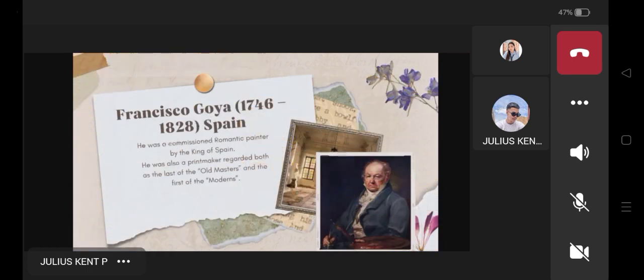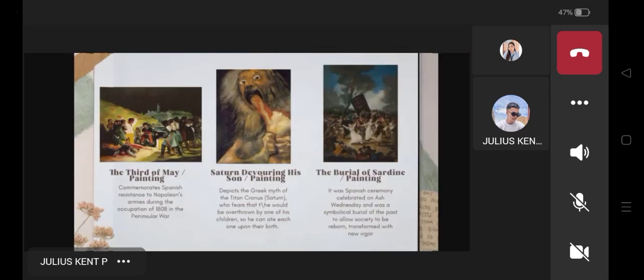Tapos yung next artist natin si Francisco Goya. Yan. He was the commissioned Romantic painter by the king of Spain. He was also a printmaker, regarded both as the last of the old masters and the first of the modern. Then, ito yung mga famous na ginawa niya. And then, naisingit ko lang na pinanganak pala si Francisco Goya March 30, 1746 sa Fuendetodos, Spain. Tapos namatay siya April 16, 1828 sa Bordeaux, France. Then, dumako tayo sa kanyang mga paintings.